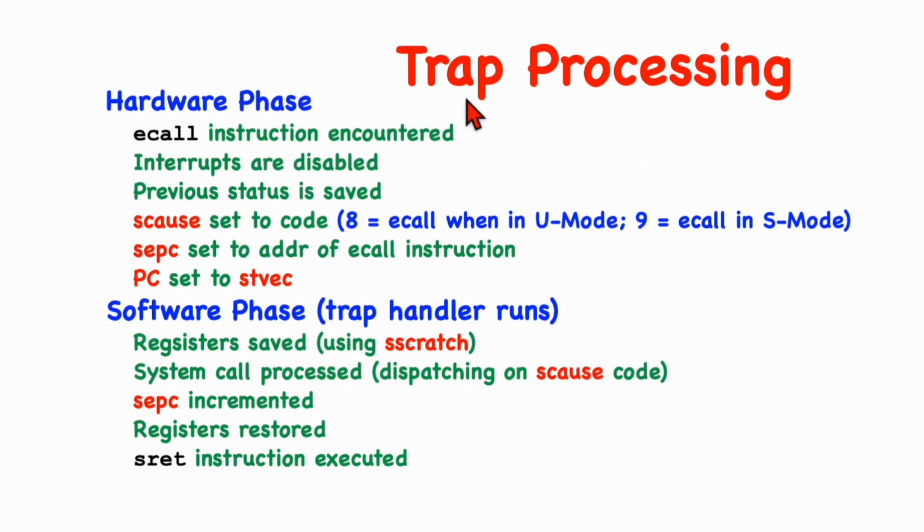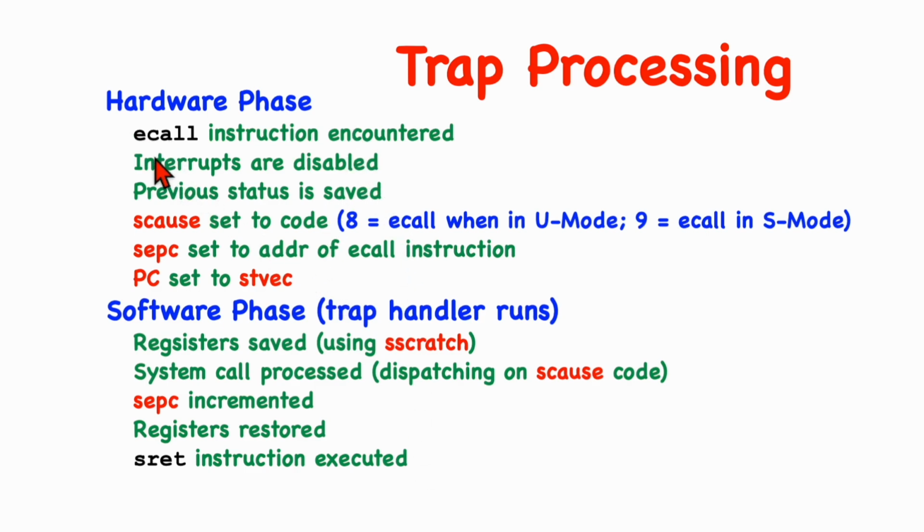Whenever a trap occurs, we have a hardware phase followed by a software phase. So the code that was executing will be momentarily suspended, and the hardware will do a number of things and ultimately resume executing instructions with the first instruction of the trap handler. The trap handler will run and ultimately return to executing instructions in the program that was suspended.